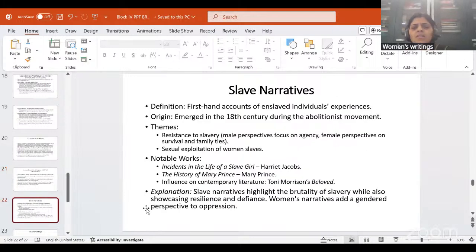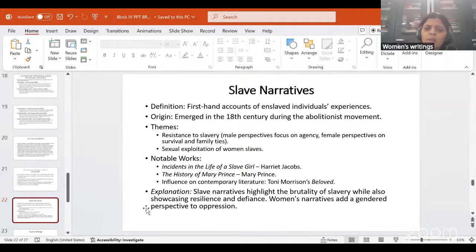We see here slave narratives. The definition of slave narratives is this: first-hand accounts of enslaved individuals' experiences. So you are not given the chance to speak. That means you are not given voice, you are marginalized, and you become slave to somebody, and you write a work that becomes a slave narrative, right? So this is a first-hand account. That means the one who got enslaved has written something based on his or her experiences.